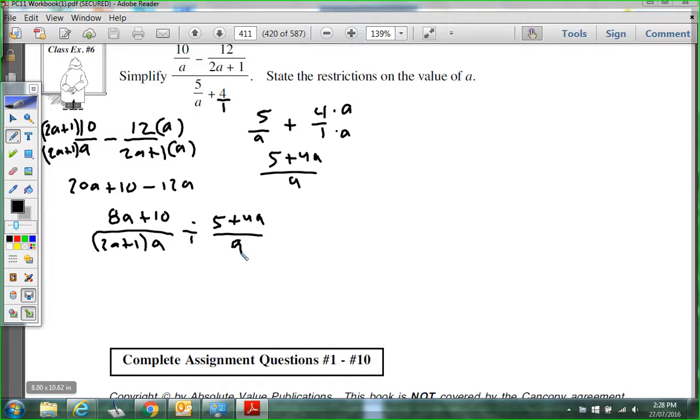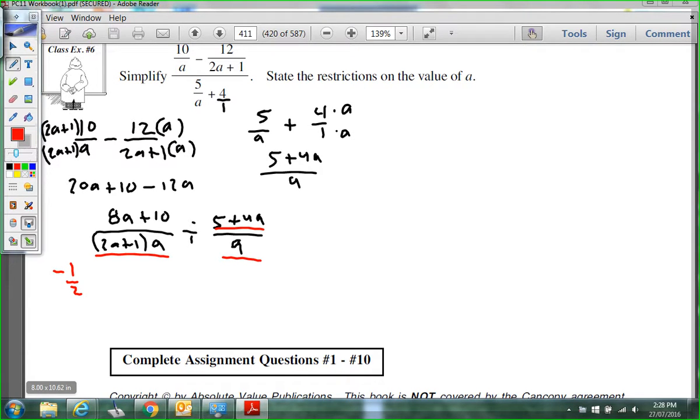Okay, so now we're in a place where we can make our non-permissibles. So we have here, here, and here. This one would be negative 1 half. So we're saying what a can't be. So a can't be negative 1 half or 0 or negative 5 fourths. Or 0. So negative 1 half, 0, and negative 5 fourths. So we're done with that. Non-permissibles are done.